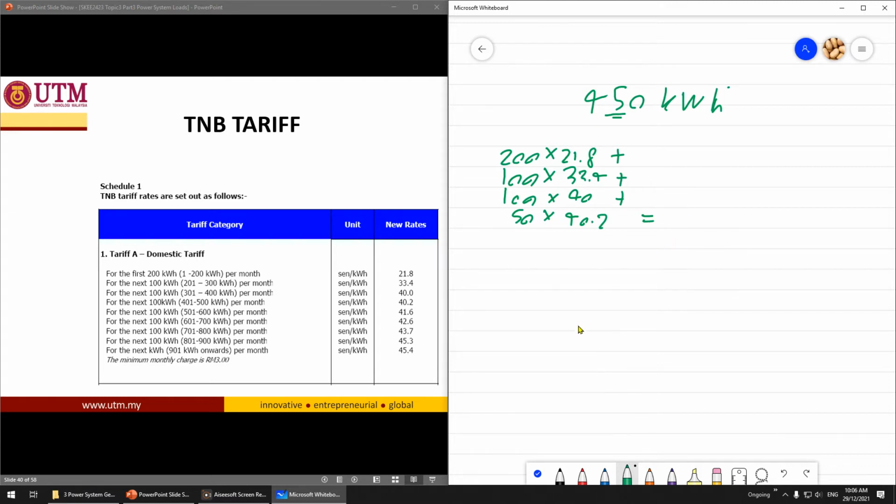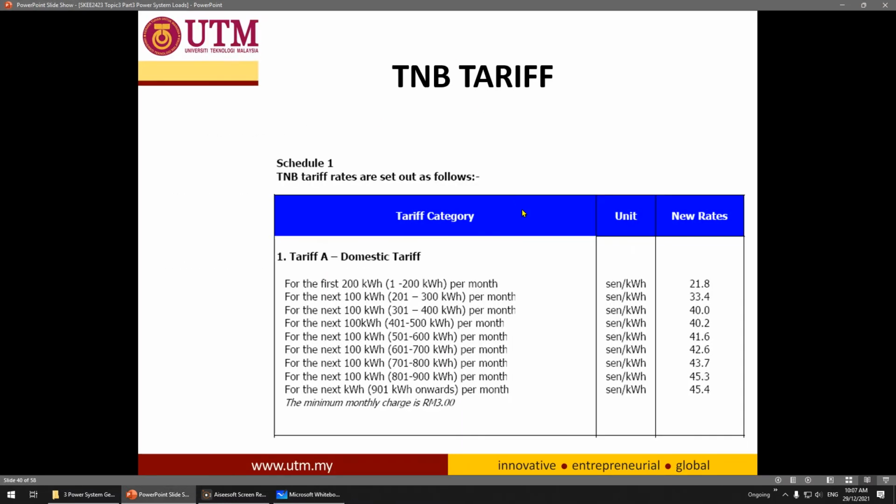Okay, so let me calculate using the calculator. So you get 10503.4 cents, or you move the decimal two times, RM 105.03. So this is the cost of your electricity. This is how you calculate it, step by step. So this is the tariff for domestic.